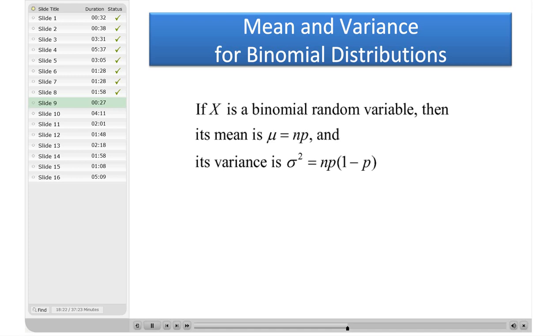Now we're ready to work some problems where we find the mean, variance, and standard deviation for a binomial distribution. And we're going to be using the 2 formulas on this slide. The mean is represented by the Greek letter mu, and the formula says that mu is equal to np. The variance for the binomial distribution is represented by sigma squared, and that says sigma squared is equal to np times 1 minus p.